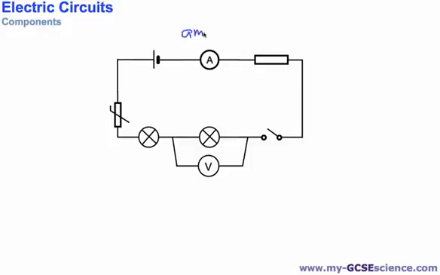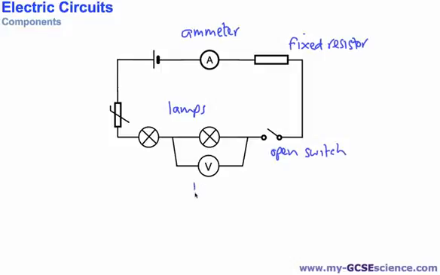Here we have an ammeter measuring the current in the circuit. Here is a fixed resistor, which is lowering the current, an open switch, a couple of lamps, a voltmeter measuring either voltage or potential difference, a thermistor, one of the trickier ones, which is like a heat sensor or temperature sensor, and a cell over here. And I think that's just about everything.